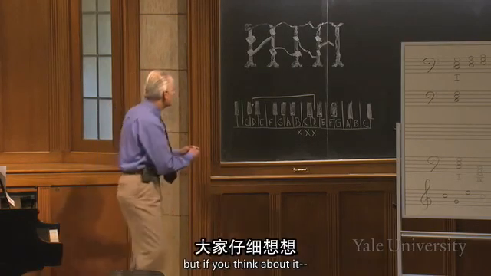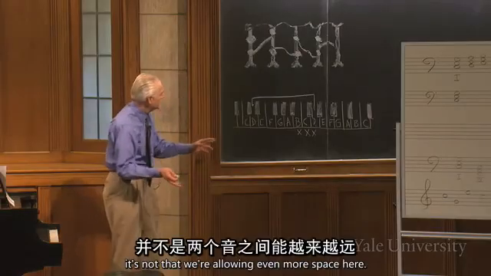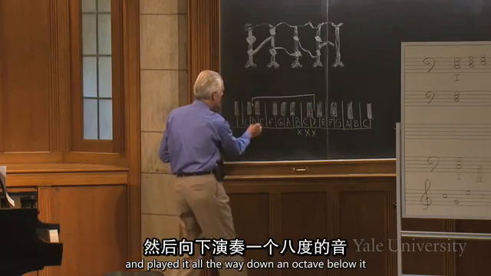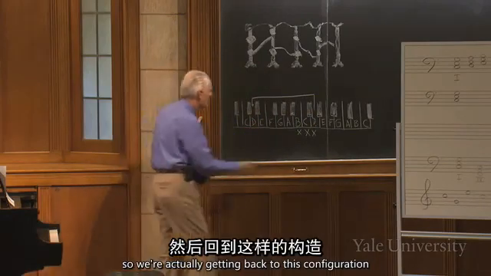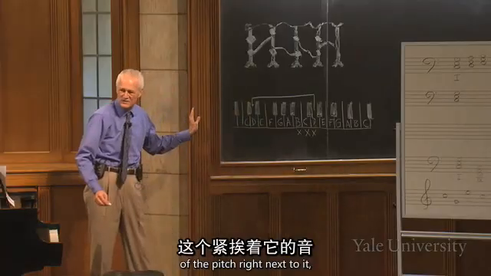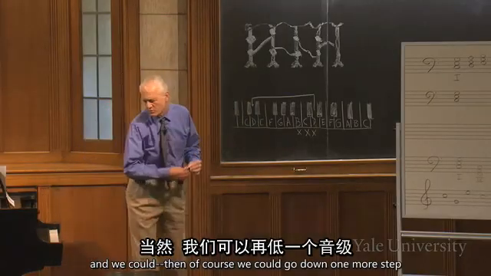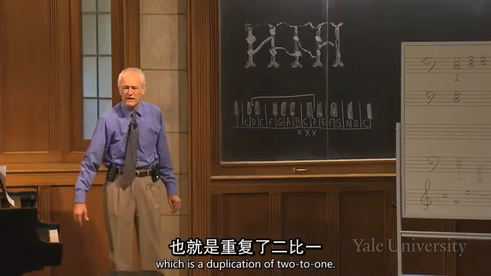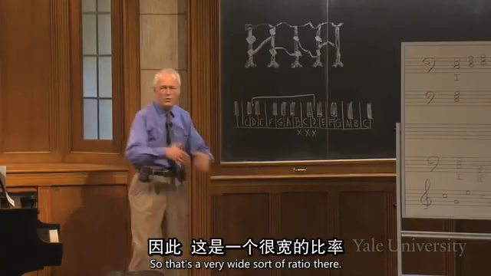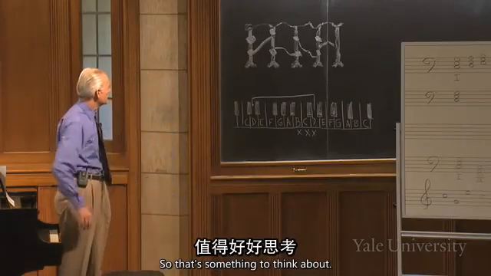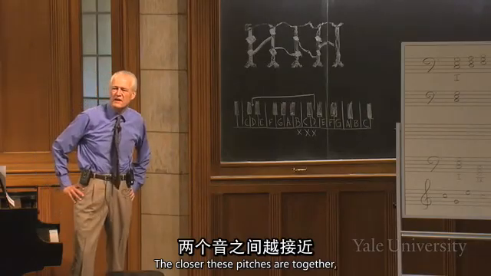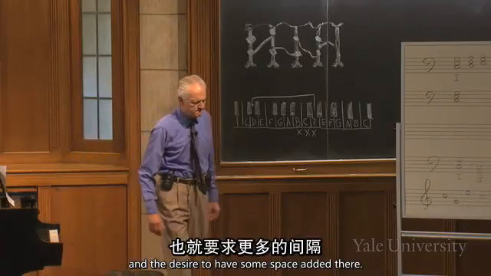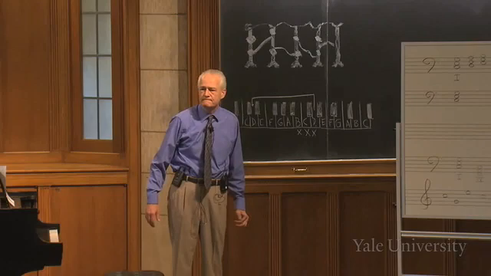Yeah, not so much. But if you think about it, it's not that we're allowing even more space here. What we've done is taken this pitch and played it all the way down an octave below it. So we're actually getting back to this configuration of the pitch right next to it. And we could then go down one more step, and we would get the octave, which is a duplication of 2 to 1. So that's a very wide sort of ratio there. So that's something to think about. The closer these pitches are together, the more likely they are to be dissonant, and the desire to have some space added there. Questions about that?